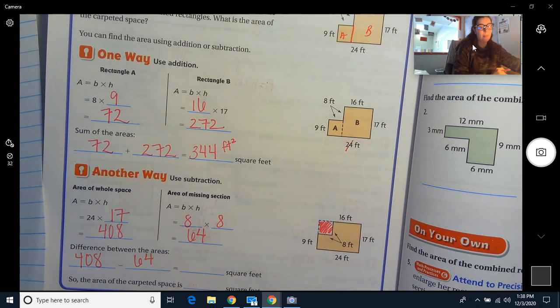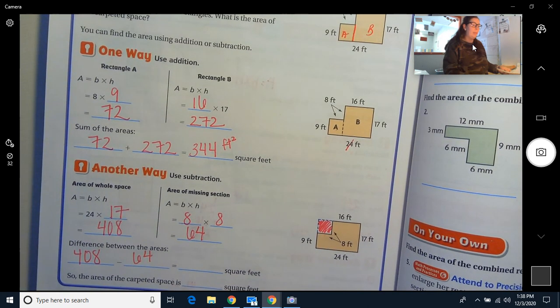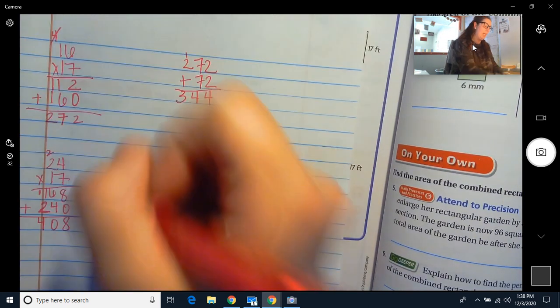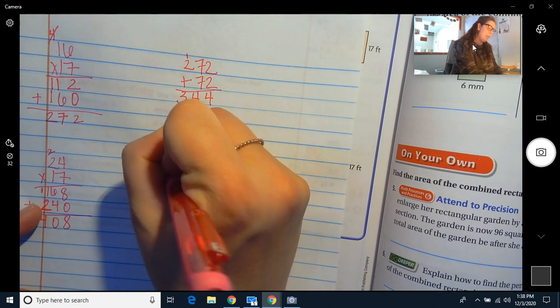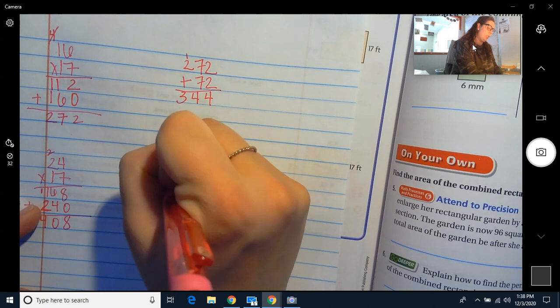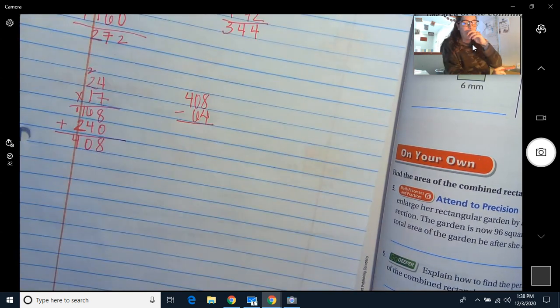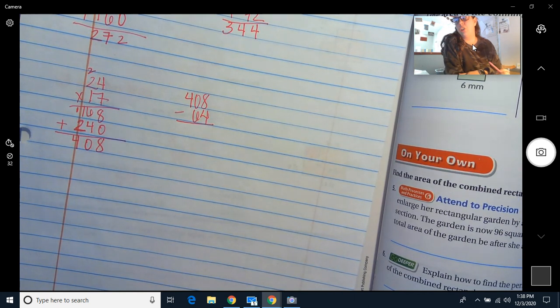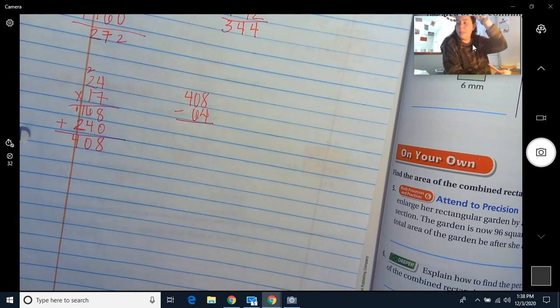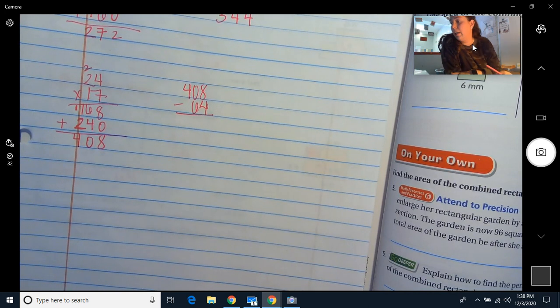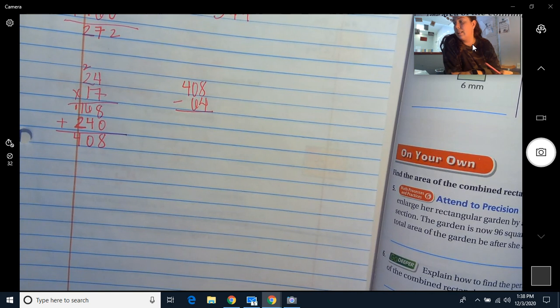I don't know how to do that off the top of my head, so I'm going to write that on my scrap paper. Right here, we're going to take 408 minus 64. If you'd like to help me with the subtraction problem, comment with the letter B as in boy in the chat, please. I'm seeing a lot of the same friends. I'm going to try to wait on someone else, please.